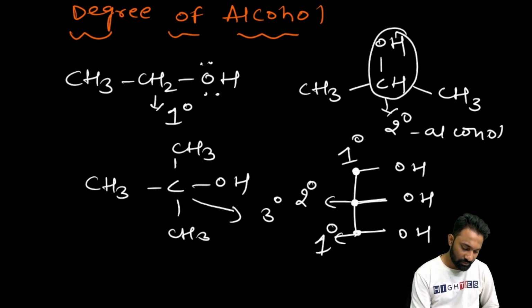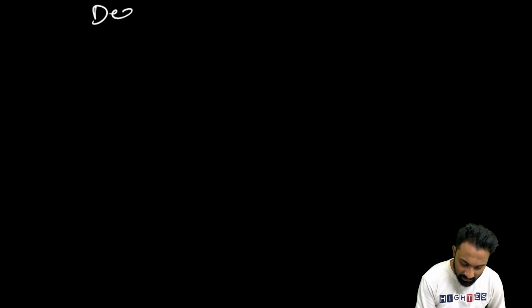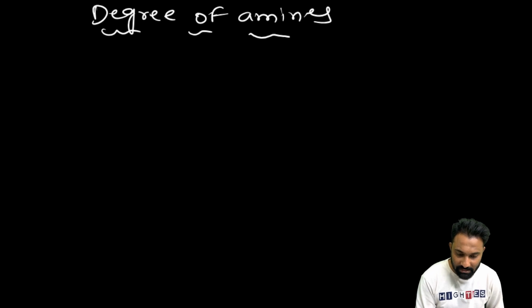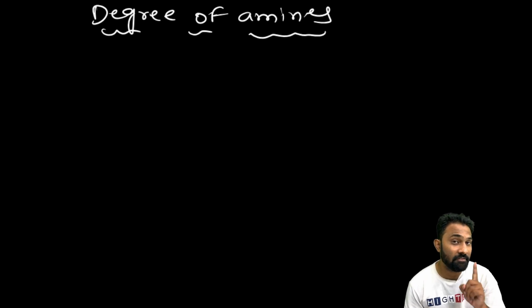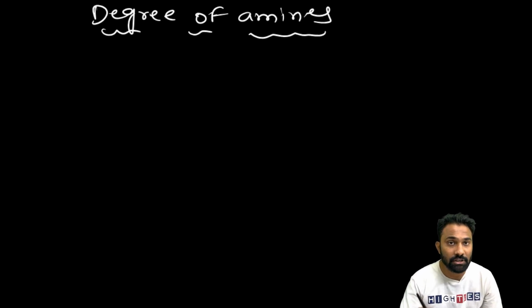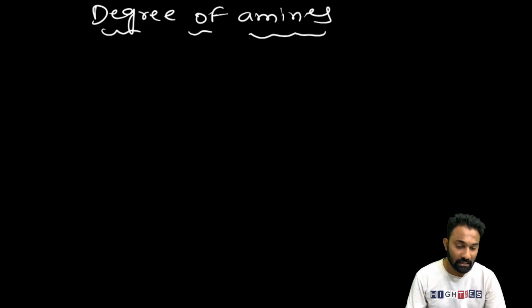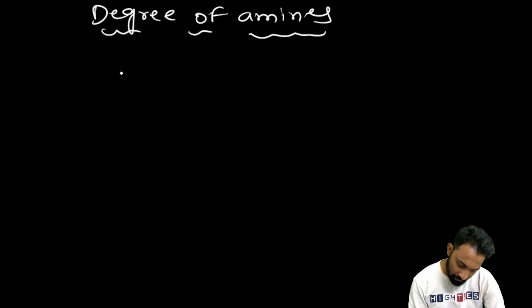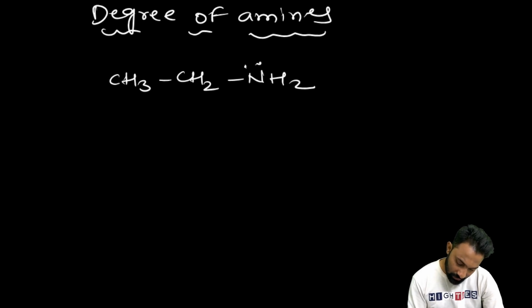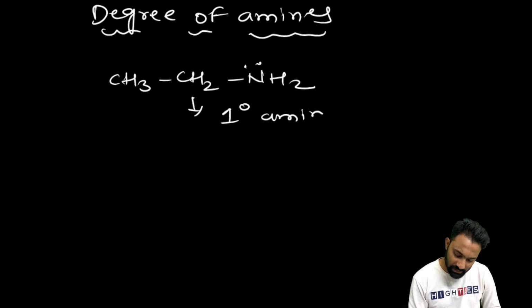Next we are going to see the degree of amines. Degree of amines will play a very crucial role, and it will make you confused. For the alcohol, it is directly attached to the carbon, and that attached carbon's degree is what we call 1 degree alcohol, 2 degree alcohol and 3 degree alcohol. But when it comes to the degree of amine, if CH3, CH2, NH2, done. Nitrogen has been attached to one carbon, so this is 1 degree amine.